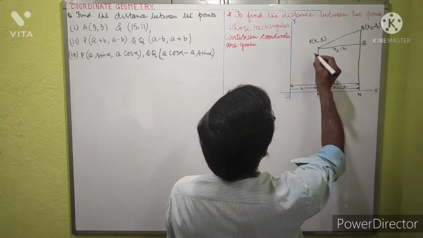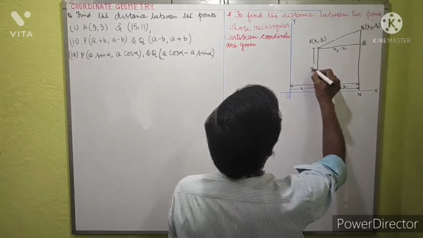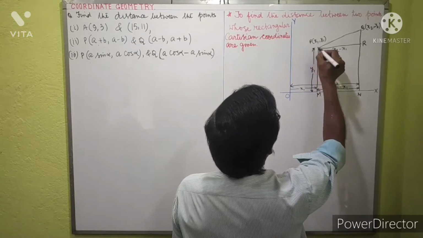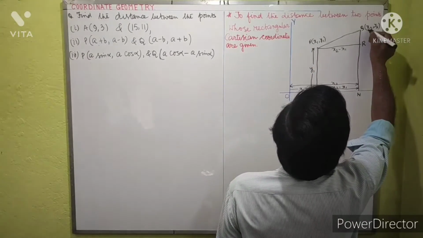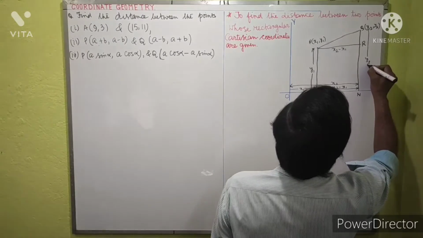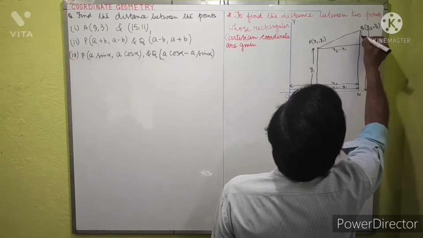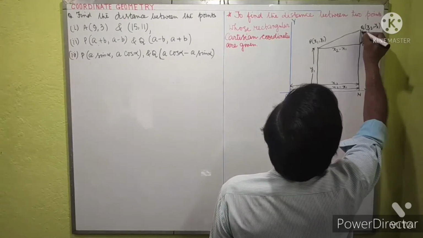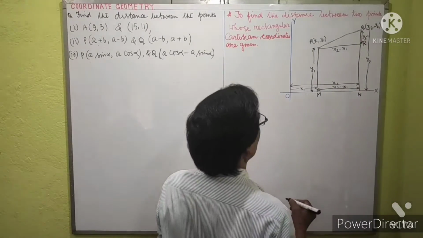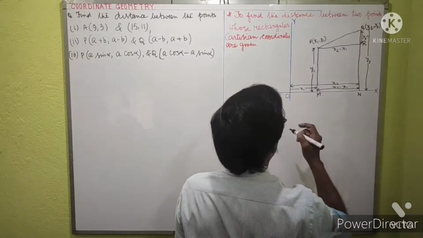Similarly this is y1 up to this is y1. So and from here this is y2. Therefore this part will be y2 minus y1. We have to find out the distance between P and Q.